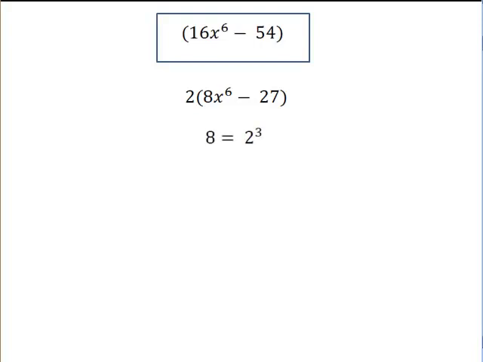8 is equal to 2 to the 3rd power, or 2 cubed. 27 is 3 to the 3rd power, or 3 cubed. And x to the 6th is actually x squared cubed. So all three are perfect cubes, and we can factor this as the difference of cubes.